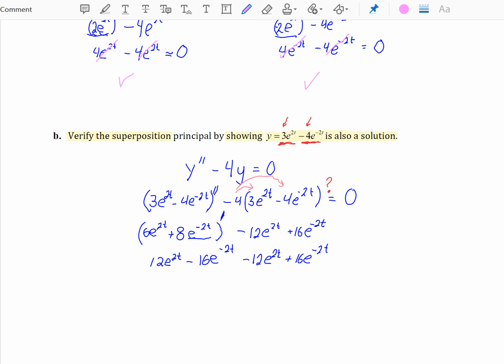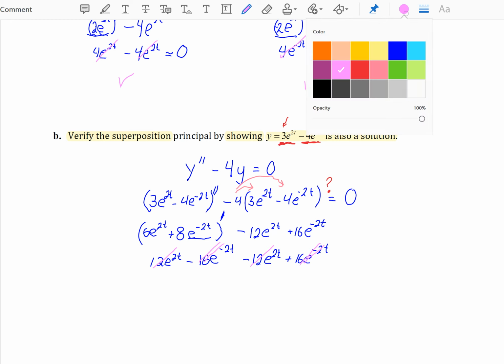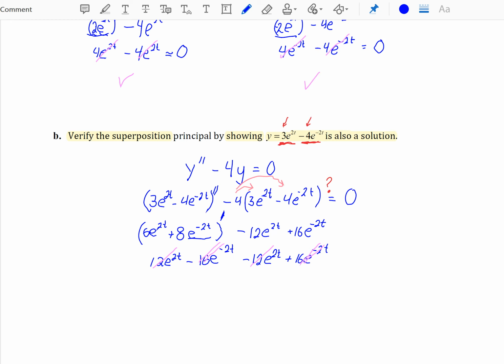Here we would like to see that this 12e to the 2t will cancel with the -12e to the 2t, and the -16e to the -2t will cancel with the +16e to the -2t, so that this does equal 0 like we were hoping. And we have verified the superposition principle by showing that a linear combination of two homogeneous solutions is also a solution.